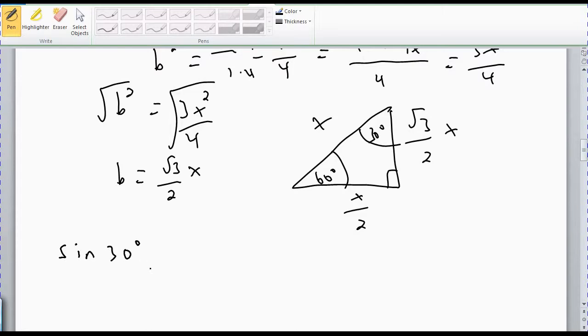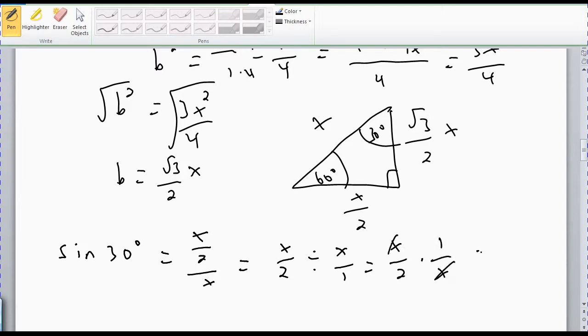So let's find sine of 30. In fact, if I find sine of 30 and cosine of 30, I have enough information to find everything. So let's find sine of 30. Sine of 30 is the same as opposite over hypotenuse. So we're going to have x over 2 divided by x, which is the same as x divided by 2, divided by this x on the bottom, or same as x over 1. And then you multiply by the reciprocal. These x's cancel, and we're left with 1/2. Sine of 30 degrees, or the sine of pi 6, is 1/2.